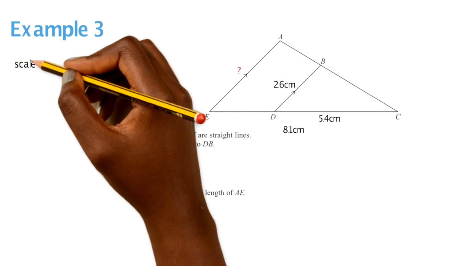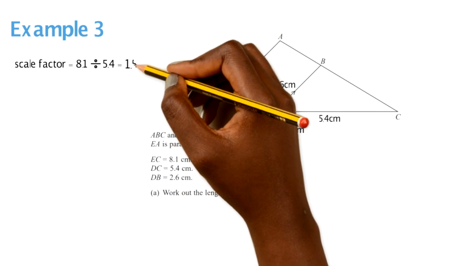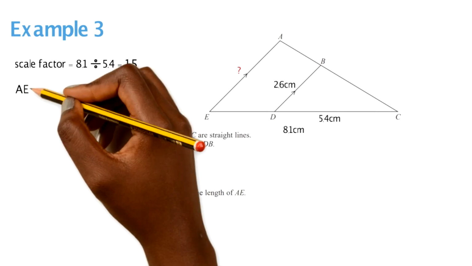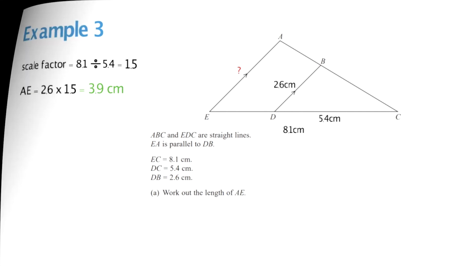In order to work out AE, we need to work out our scale factor. Our scale factor is going to be our big length divided by our little length, which will be 8.1 divided by 5.4. That's going to give us a scale factor of 1.5. Then, in order to work out what AE is, because that's on our big length, we do 2.6 times 1.5, which is 3.9.